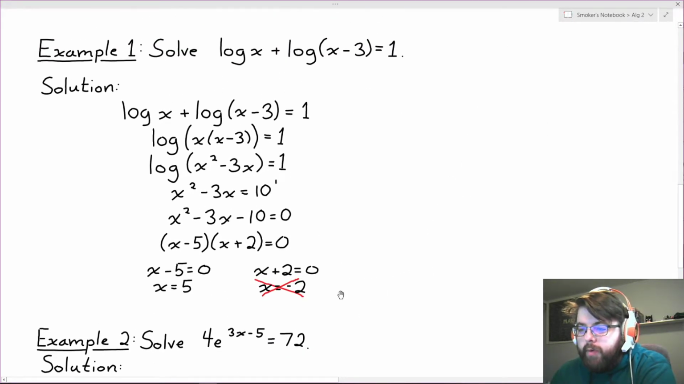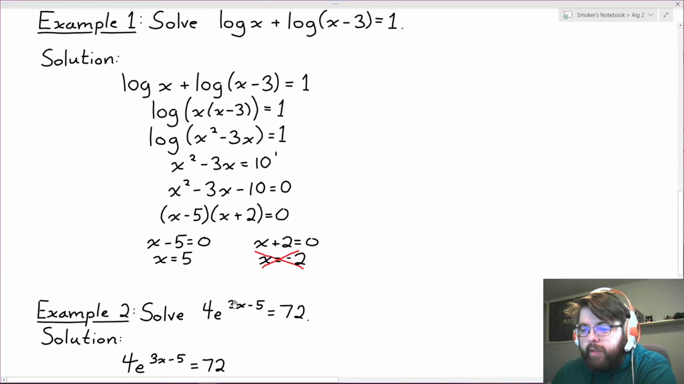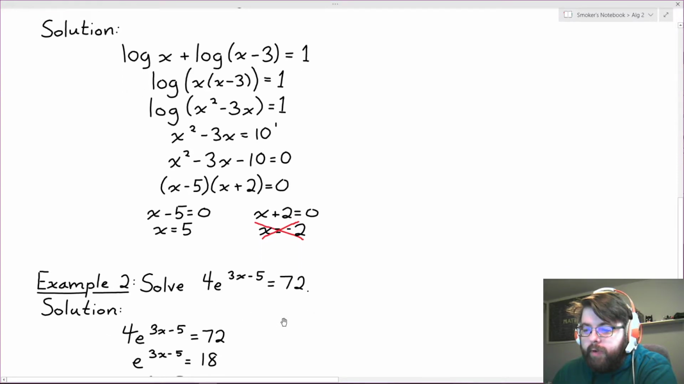All right, here's another example. Solve for x: 4 times e to the power of 3x minus 5 equals 72. First thing I want to do in this case is, you notice how the unknown is in the exponent, but I cannot convert this to logarithmic form because it's not base to a power equals a number, because this 4 is out in front. It disrupts that. But we can easily get rid of that 4. Divide both sides by 4. And you get 18 on the other side.